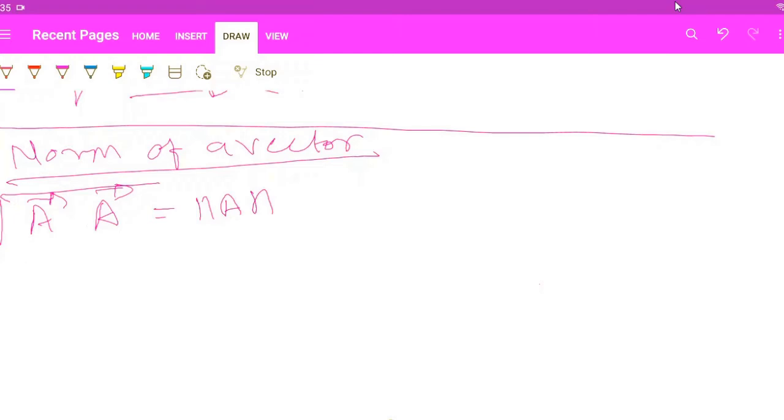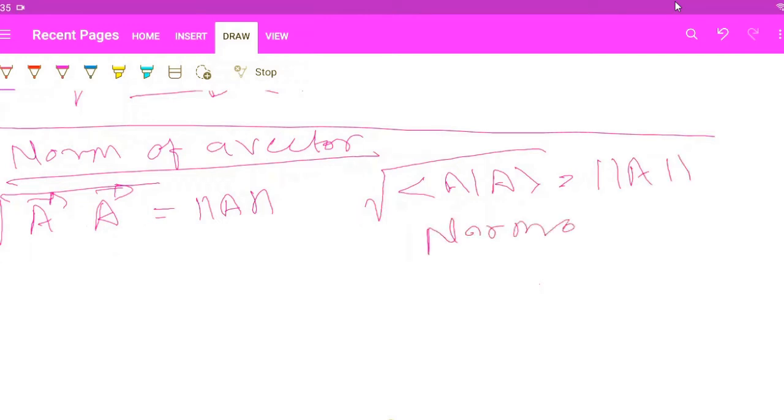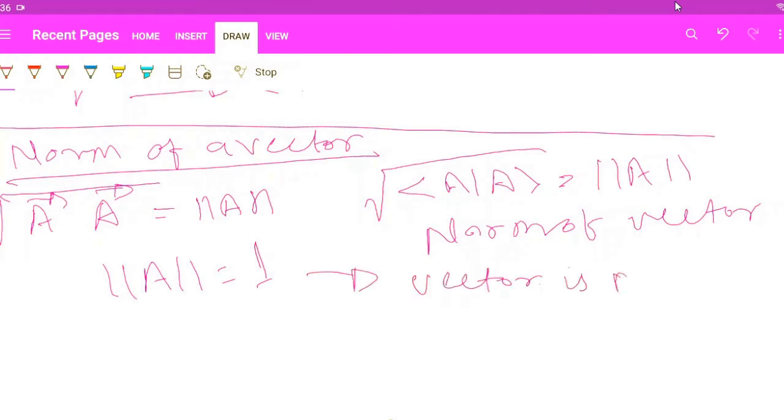Similarly, in the case of vector space, if I take the inner product of vector A with itself and take the square root of this, this is known as the norm of the vector. If the norm of vector A is equal to 1, the vector is said to be normalized. Even if the vector is not normalized, we can divide the whole vector by its norm and normalize it. So it's very easy to normalize any vector.